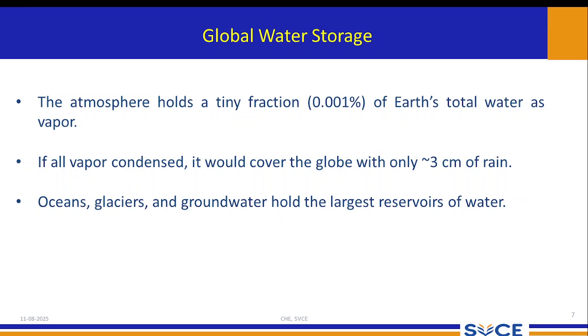Throughout the globe, when the moisture in the air is condensed and it becomes dry air and falls, there will be approximately only 3 centimeters of rain. Okay, 3 centimeters of rain across the globe is not a small quantity. That's what I mean. Oceans, glaciers, and groundwater hold the largest reservoirs of water.